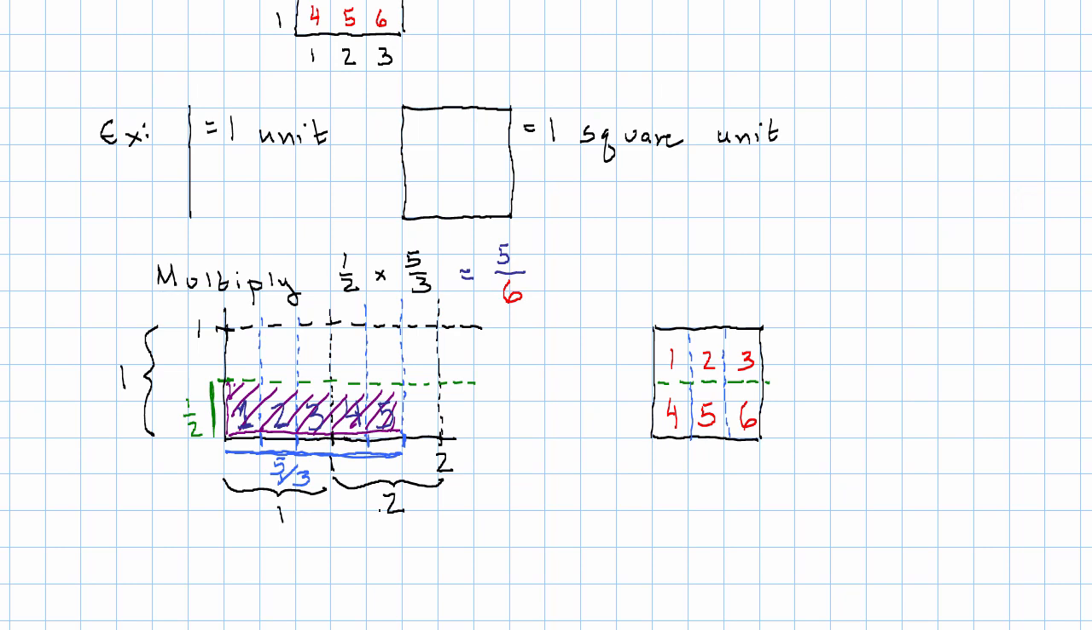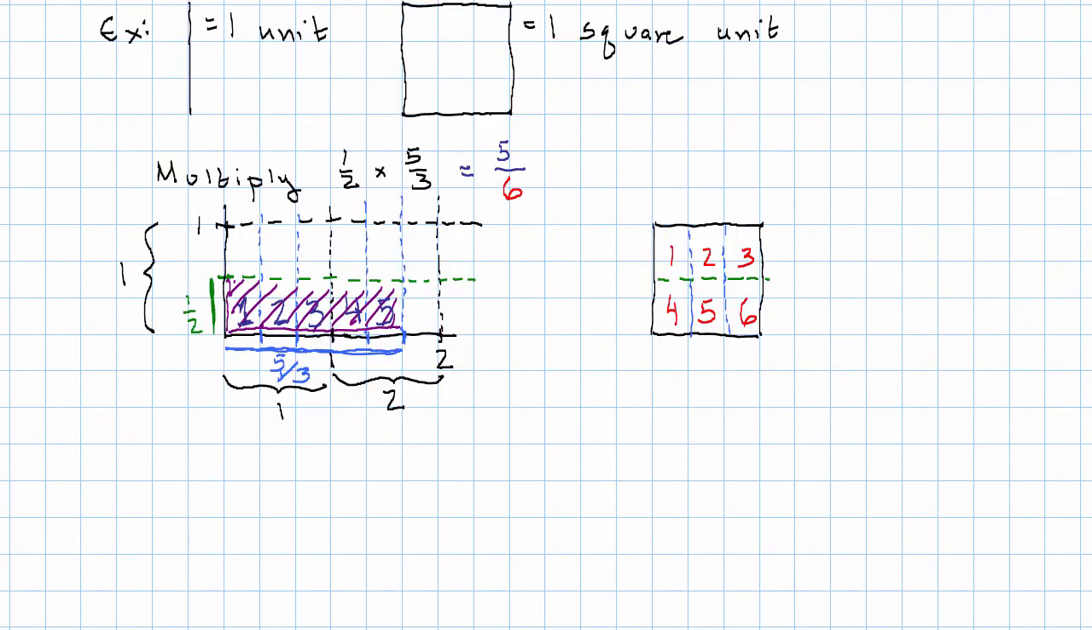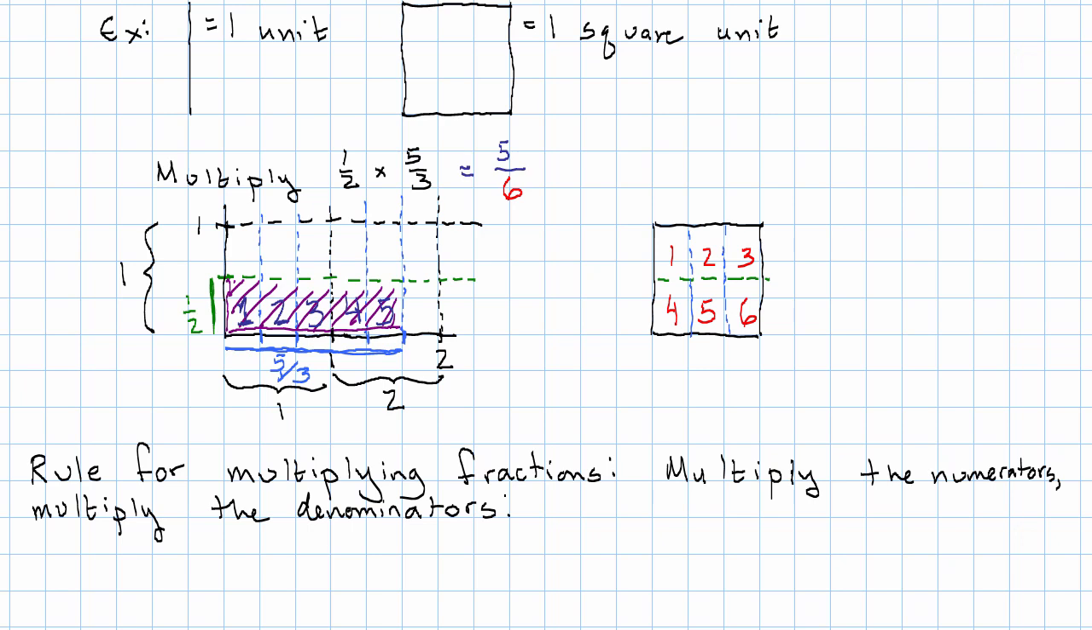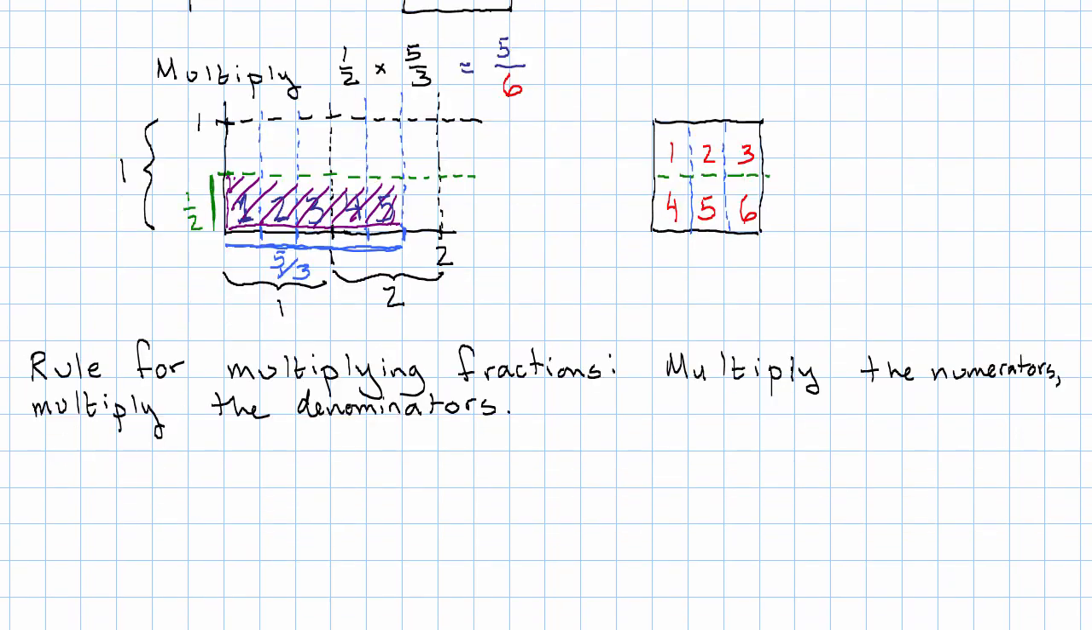And if we examine this picture carefully, we can see a rule for multiplying fractions. To multiply fractions, we just multiply the numerators and multiply the denominators. In the language of algebra, the fraction a over b times the fraction c over d is the fraction a times c over b times d.